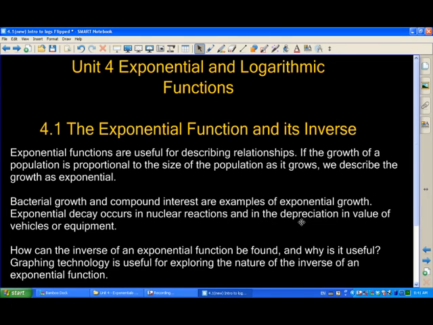Today we're starting Unit 4, which is going to be on exponential and logarithmic functions. Today specifically we'll be looking at the exponential function and its inverse. You looked at the exponential function for the first time in grade 11 math. You saw it's useful to describe relationships where something's growing quickly or possibly decaying. Usually we look at bacteria growth or compound interest problems.